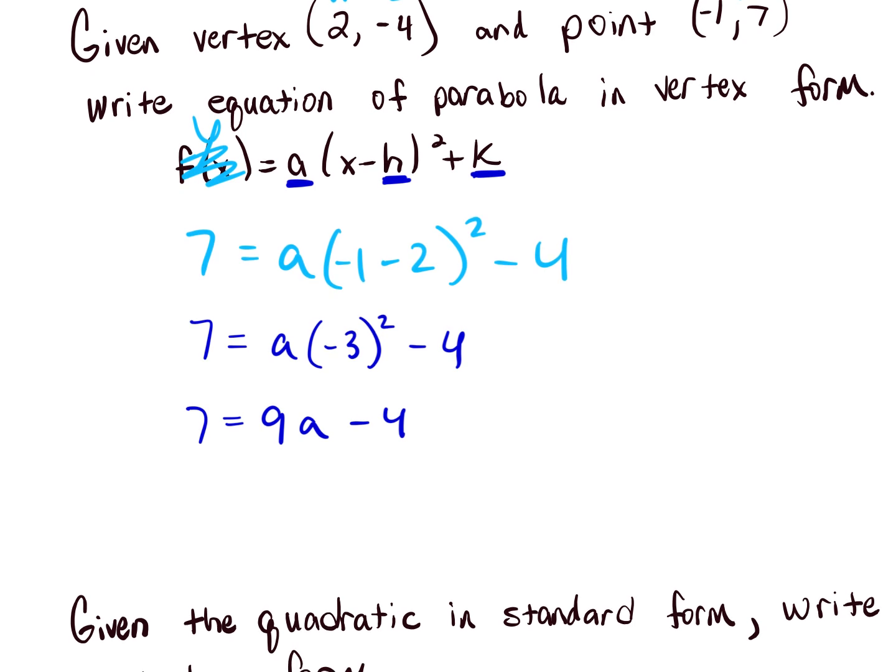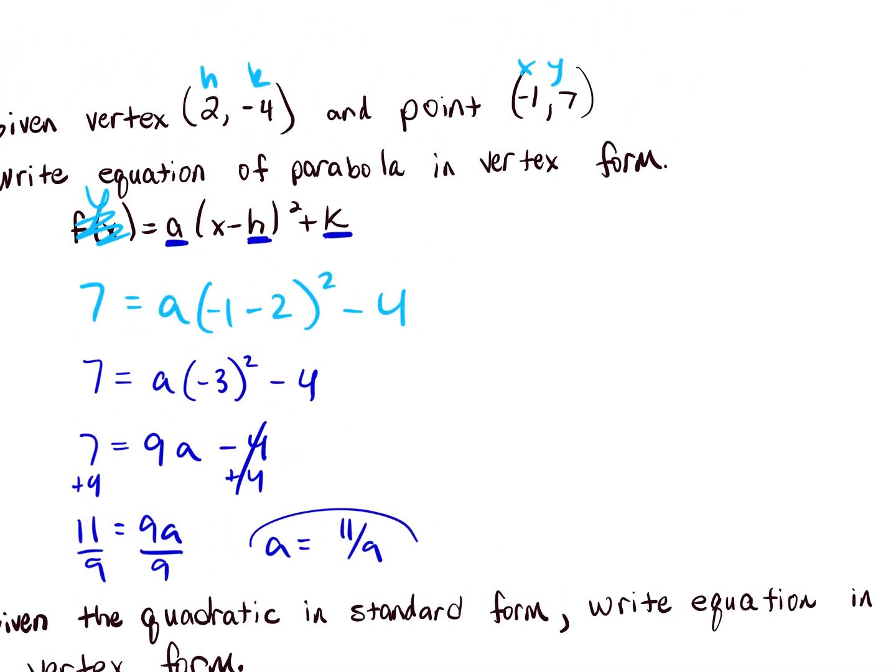Divide. Okay. Before I can divide 9, what do I have to do next? Add the 4. We're going to add the 4 to move it to the other side. So we have 11 is equal to 9a. Then we can divide by 9. So a is equal to 11 over 9.